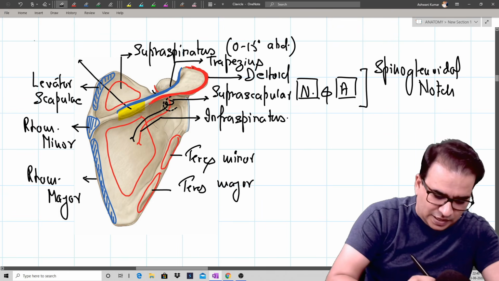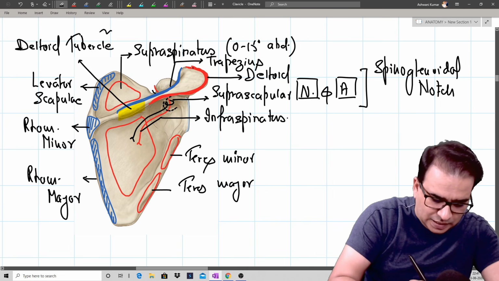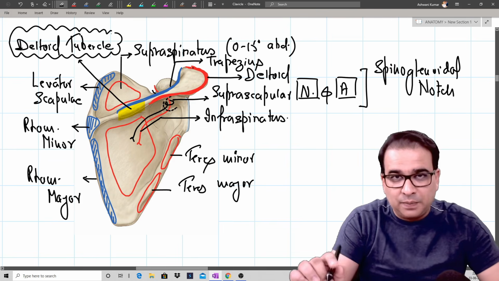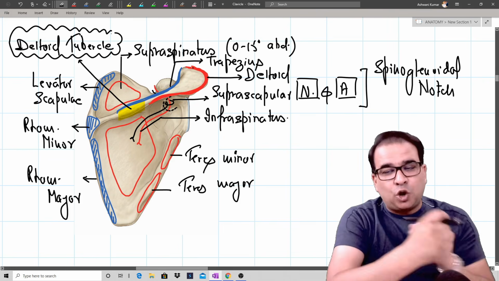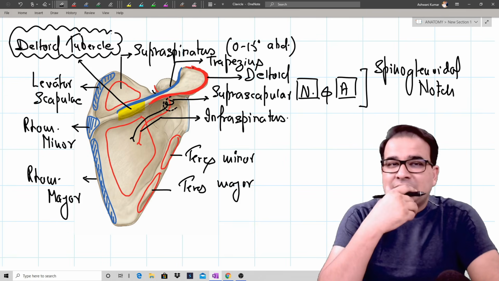Now please understand this very carefully, guys. This is called the deltoid tubercle, not deltoid tuberosity. First of all, deltoid tuberosity is present on the humerus, on the lateral side of the shaft of the humerus. This is the deltoid tubercle of the scapula.